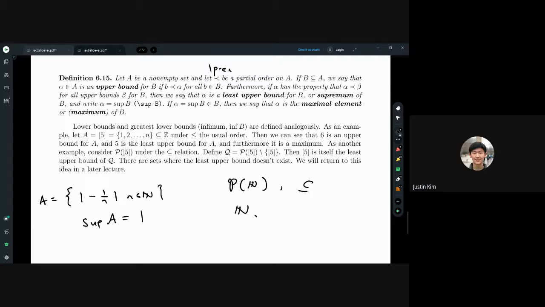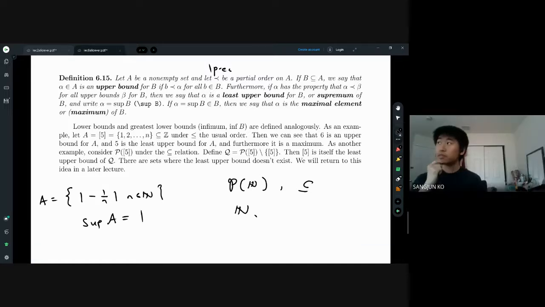And also, for strict partial ordering, it would be impossible. There would be no maximum element, because you would need to be able to compare that to itself, and that's not necessarily true. Good.